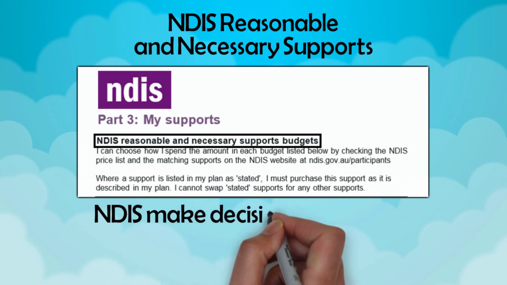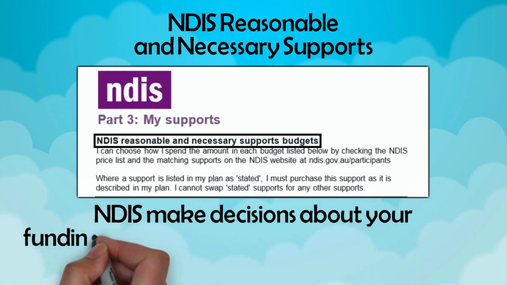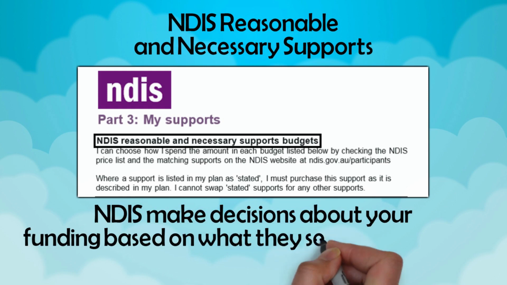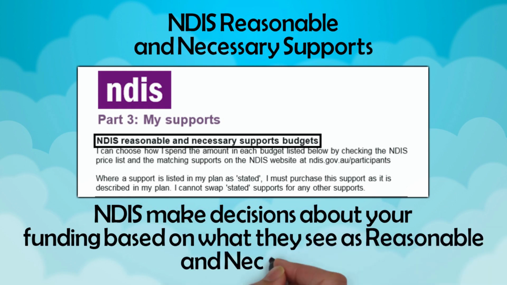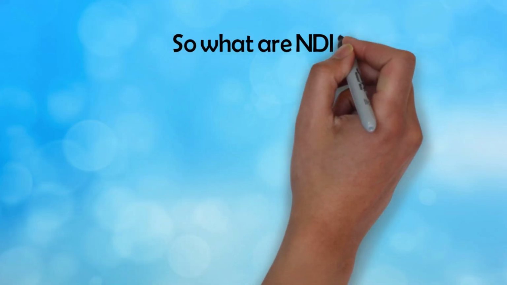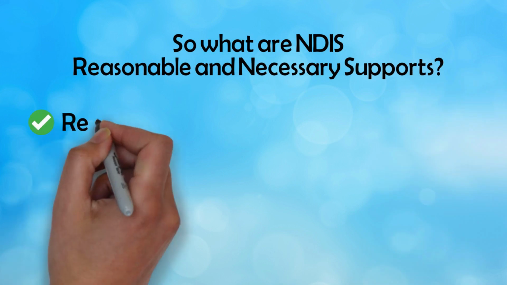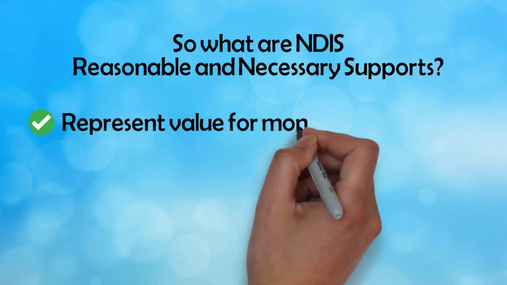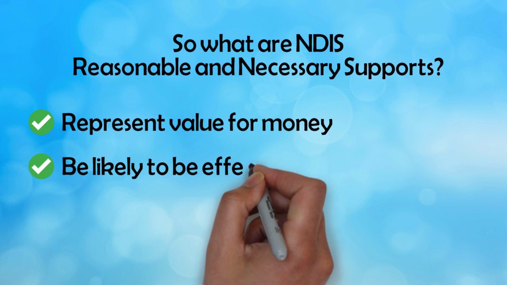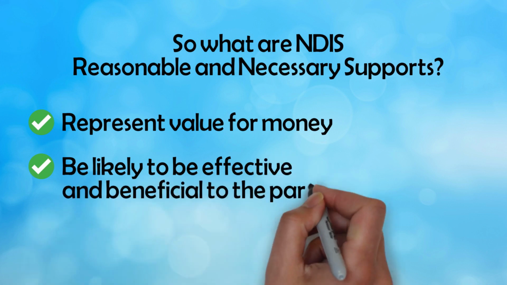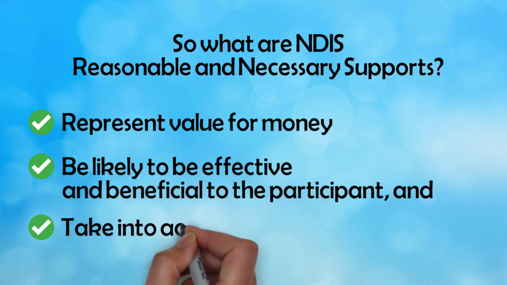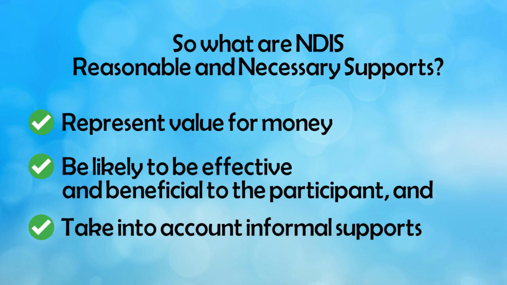This is an important area, as the NDIS makes decisions about your funding based on what they see as reasonable and necessary. So what are reasonable and necessary supports? These must be related to the participant's disability. They do need to represent value for money, be likely to be effective and beneficial to the participant, and take into account informal supports given to participants by families, carers, networks, and the community.